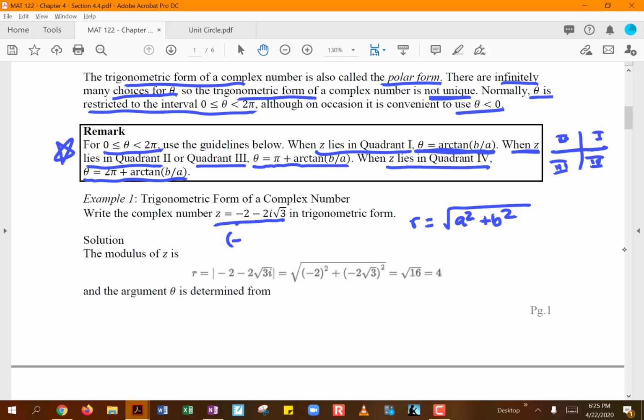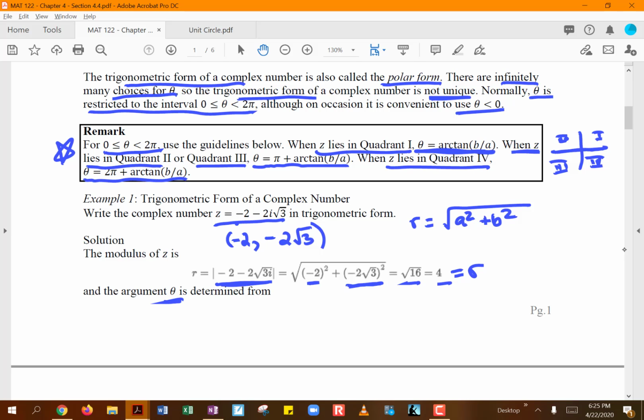So of course our a value here is negative 2 and the b value is negative 2 square root of 3. So that's why we have negative 2 squared over here and negative 2 square root of 3, the quantity squared over here under a square root, and this is just showing you the absolute value symbol over here. So simplify this. This will come out to be square root of 16, and square root of 16 of course is 4, so that's our r value.